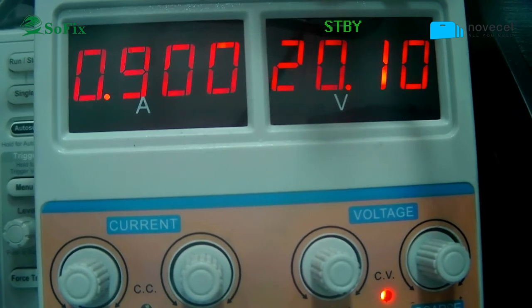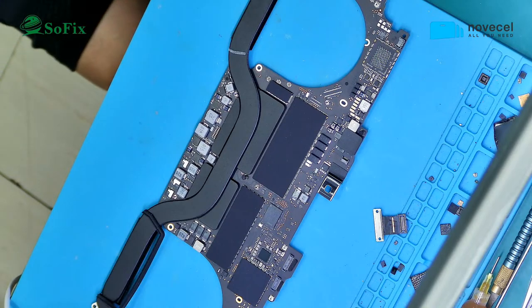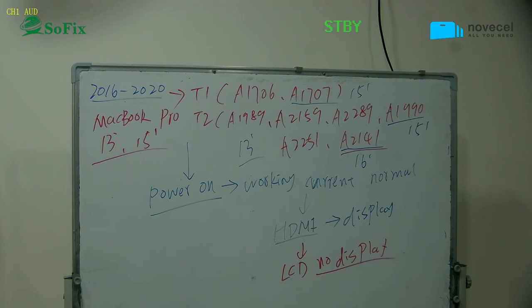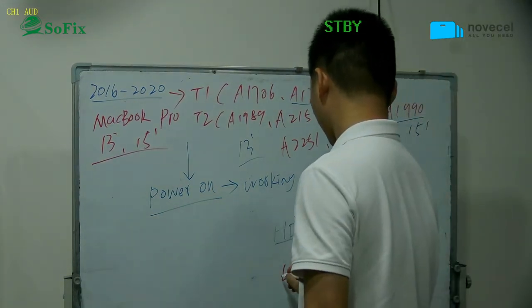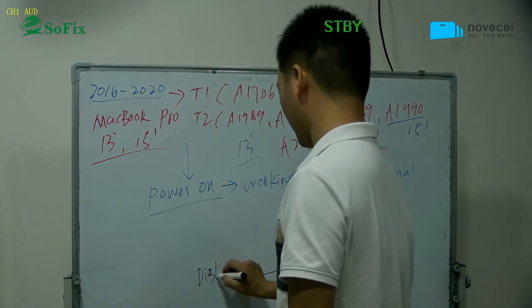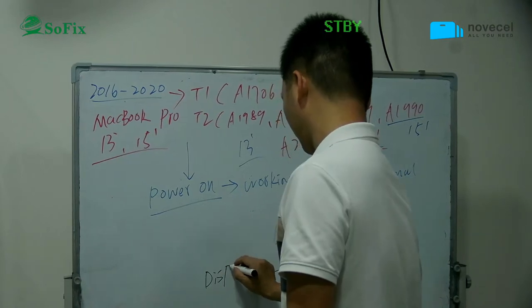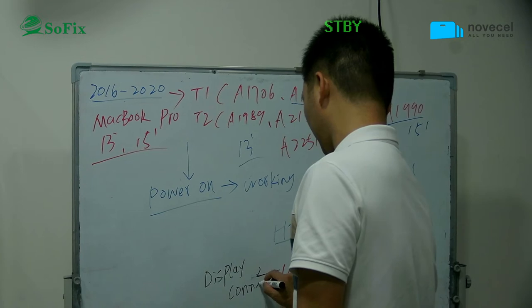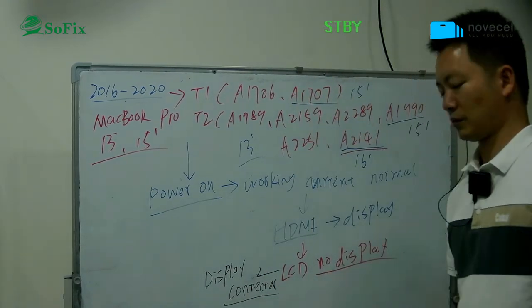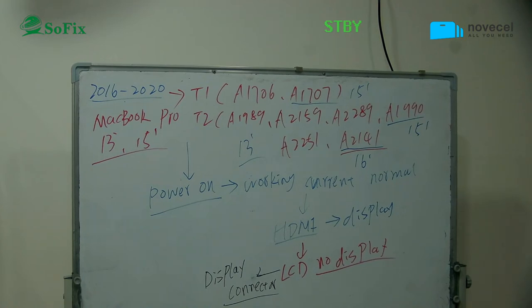0.8. Okay, so now the problem is you connect the HDMI TCON display, but the LCD no display. So the problem is from the display connection, about the display socket. Also you can open the schematic and the boardview to find the problem.